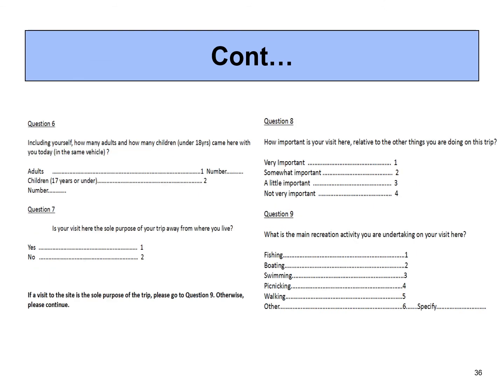The next question you can ask: including yourself, how many adults and how many children came here with you today? Why do you have to separate between adults and children? For the case of entrance fees and many other things, the price for adults and children are different. That's why we have to separate them.